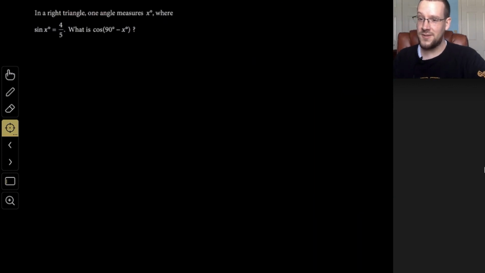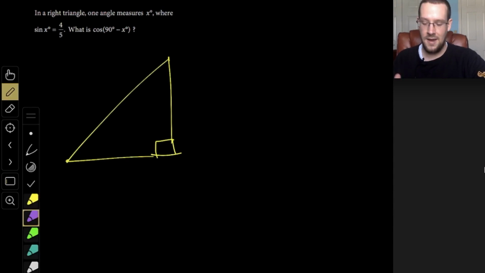Okay, now some of you are going to start flipping out, and I say that because this looks really weird. But what I'm going to do is draw a triangle and just show you that this is not weird. This boils down to, do you know SOHCAHTOA? Do you know that the sine of an angle is equal to opposite over hypotenuse? And do you know that the cosine of an angle is equal to adjacent over hypotenuse? And that's all.